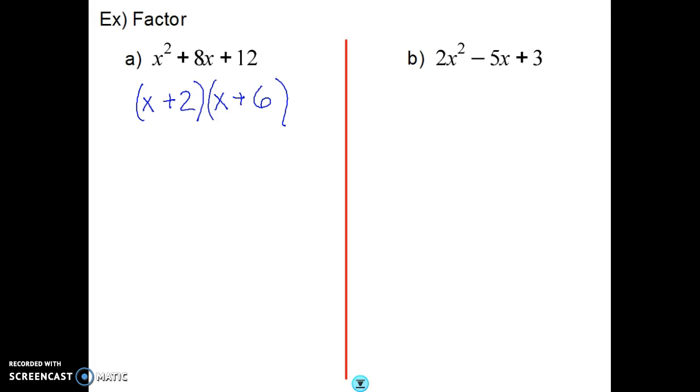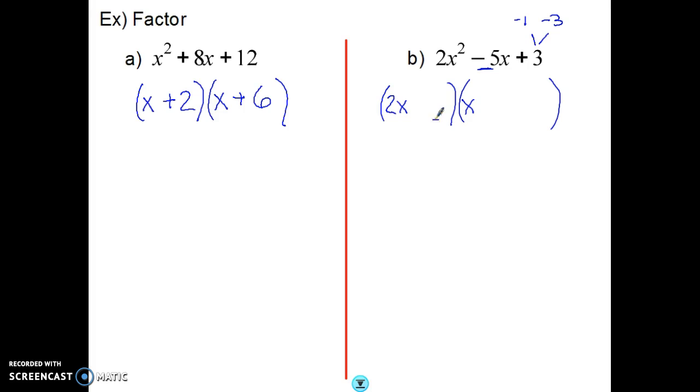In example B over here, things are slightly more complicated because we don't have a 1 out front anymore, but there's still only one way to get 2x squared, 2x times x. And there's also only one way to get 3. In this case, because we know we have to add up to a negative number in the middle, and we have to multiply to 3, this has to break down to not just 1 and 3, but actually -1 and -3. The only thing left to figure out is where -1 and -3 go.